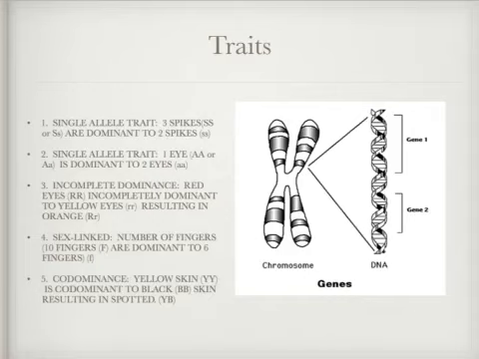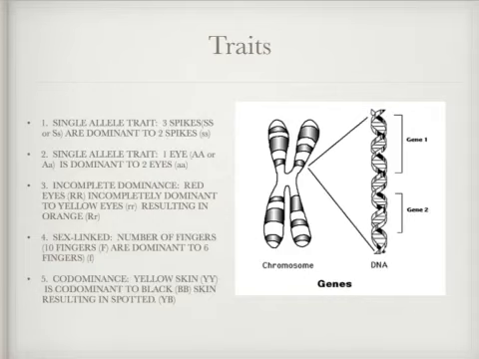You need to do one with incomplete dominance. I said red eyes are incompletely dominant to yellow eyes, resulting in orange. And you can see that I have those genotypes beside that. My sex-linked trait is my number of fingers. So 10 fingers are dominant to 6 fingers.